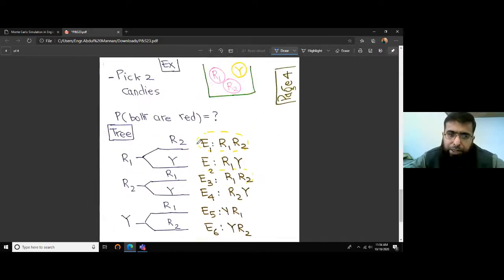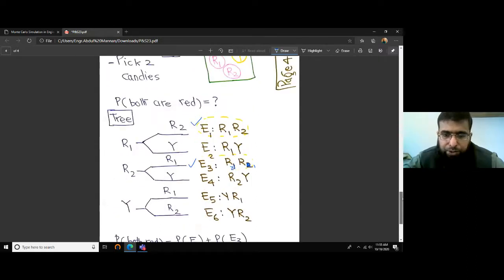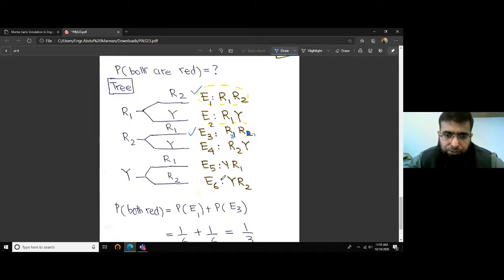So the probability that both are red. Now we are in a really good position to find this probability. Both red: R1R2 and R2R1. So these are the two possibilities out of these 6 simple events. There are only 2 simple events, E1 and E3, where we have both red balls. Otherwise, we have combinations of red and yellow. So the probability of both red is the probability of E1 plus the probability of E3. And what is the probability of both yellow? It would be 0 because we don't have any simple event where both are yellow, since there is only one yellow ball.